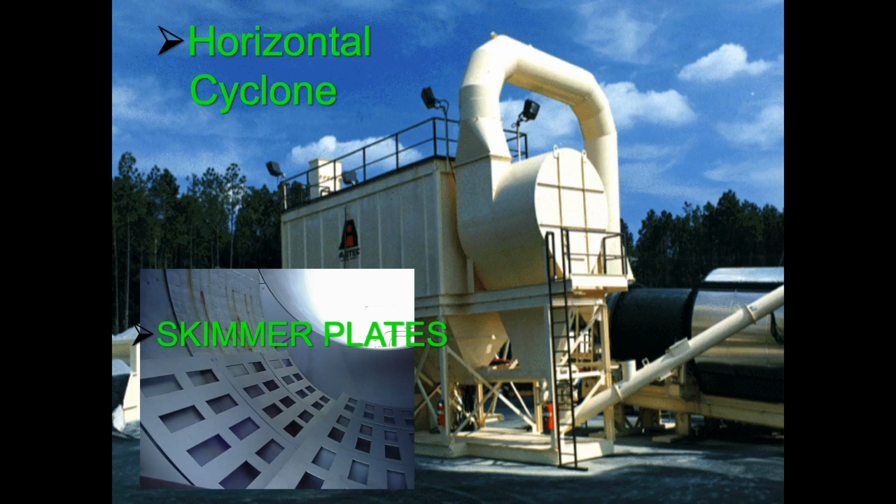Everyone kind of moved to horizontal cyclones. If there's anything at all about the horizontal cyclone that was a downfall of it, and we still use them a lot today, is that they were almost too efficient. So we had to put skimmer plates in the bottom, and then you were allowed to adjust those skimmer plates to control how much dust you were pulling out of the drum.